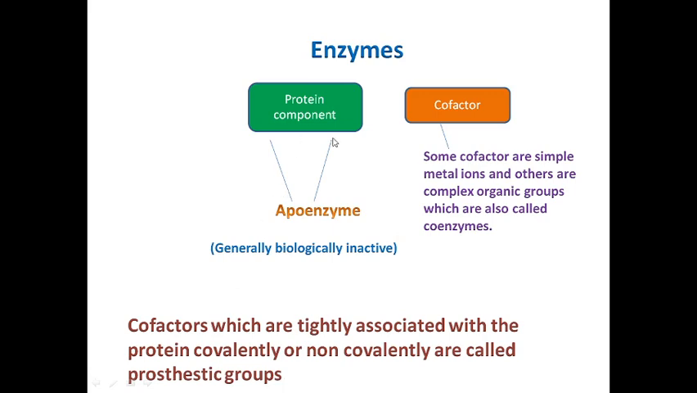So let me tell you once again, the protein component alone is called apoenzyme, and generally these are biologically inactive. And a cofactor can be a simple metal ion like zinc or magnesium. Sometimes it can be a complex organic group, and if it is a complex organic group, then it's called a coenzyme. Fine, and I hope I'm clear here. And cofactors which are tightly bound either covalently or non-covalently are called prosthetic groups.